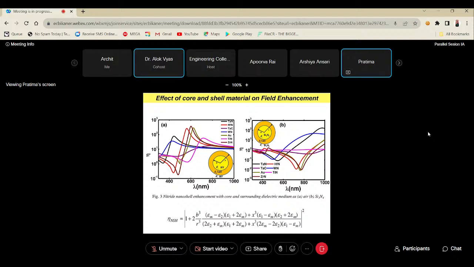Here in figure A, we have taken the dielectric material as air, and the shell material is our nitride and carbide material. From here to here it is done. There are still three more.